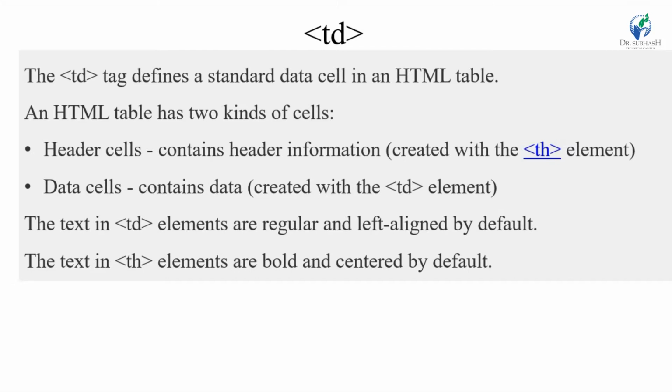What will the header cell contain? It contains the header information that is created with the help of the th element. Right? So we have already seen that tr contains either th or td. Now what is the difference between th and td? The text in a td element is regular and left aligned by default. Its font size is regular, and it is left aligned by default. And in th, the elements are bold, that is, your text is bold, and it is center aligned by default.